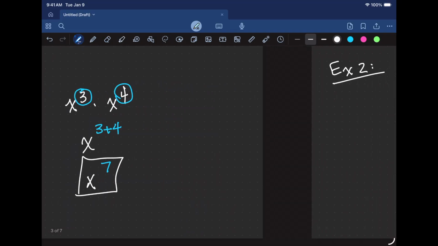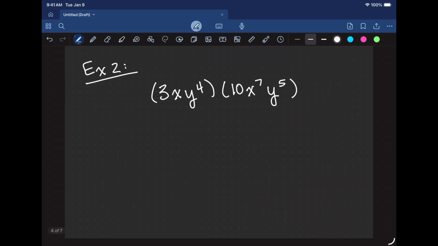Okay, looking at example 2, we have a lot more going on here. So step 1, we're still looking for those invisible ones. So 3 and 10 are my coefficients. I don't need to worry about invisible ones for those, but for my bases, x and y, I do. So for this first x right here, I see that it doesn't have an exponent. So if it's missing an exponent, that's where we're going to put that invisible one. Okay, my y has an exponent, so we're good. This other x and y have exponents, so we're fine. We took care of all of our invisible ones.